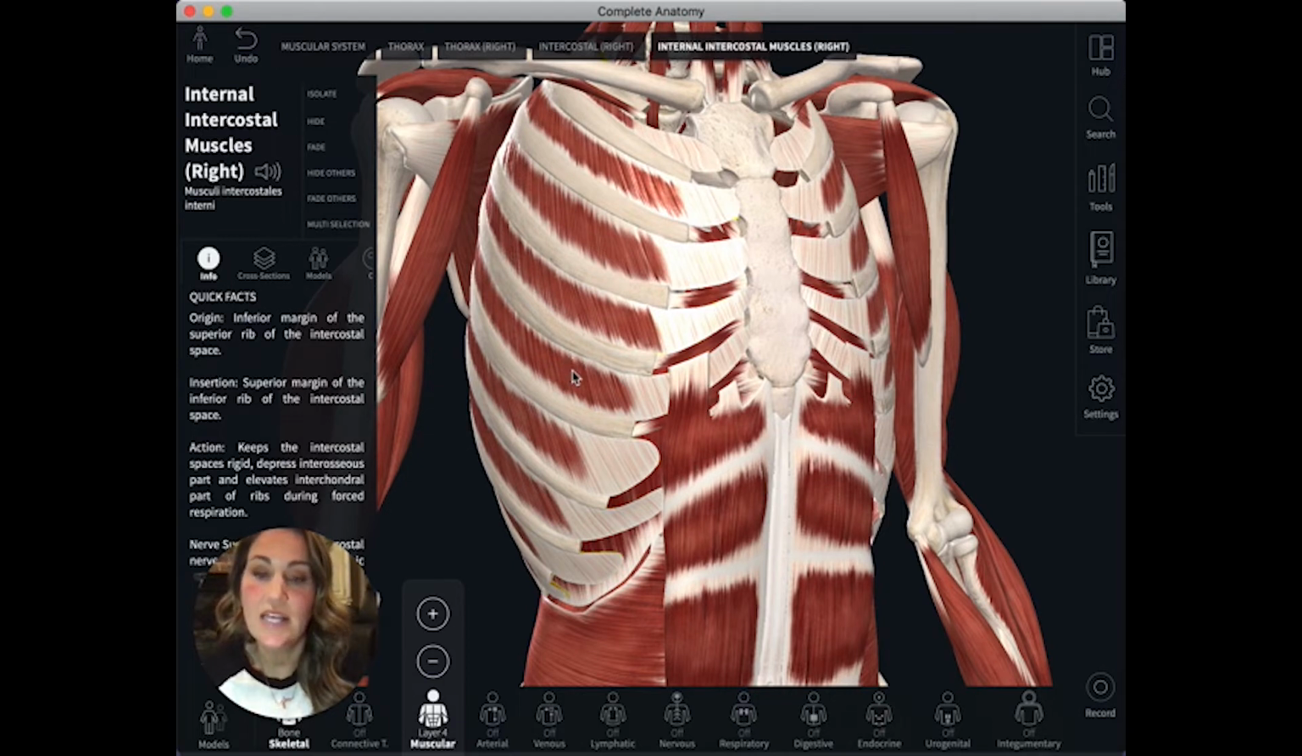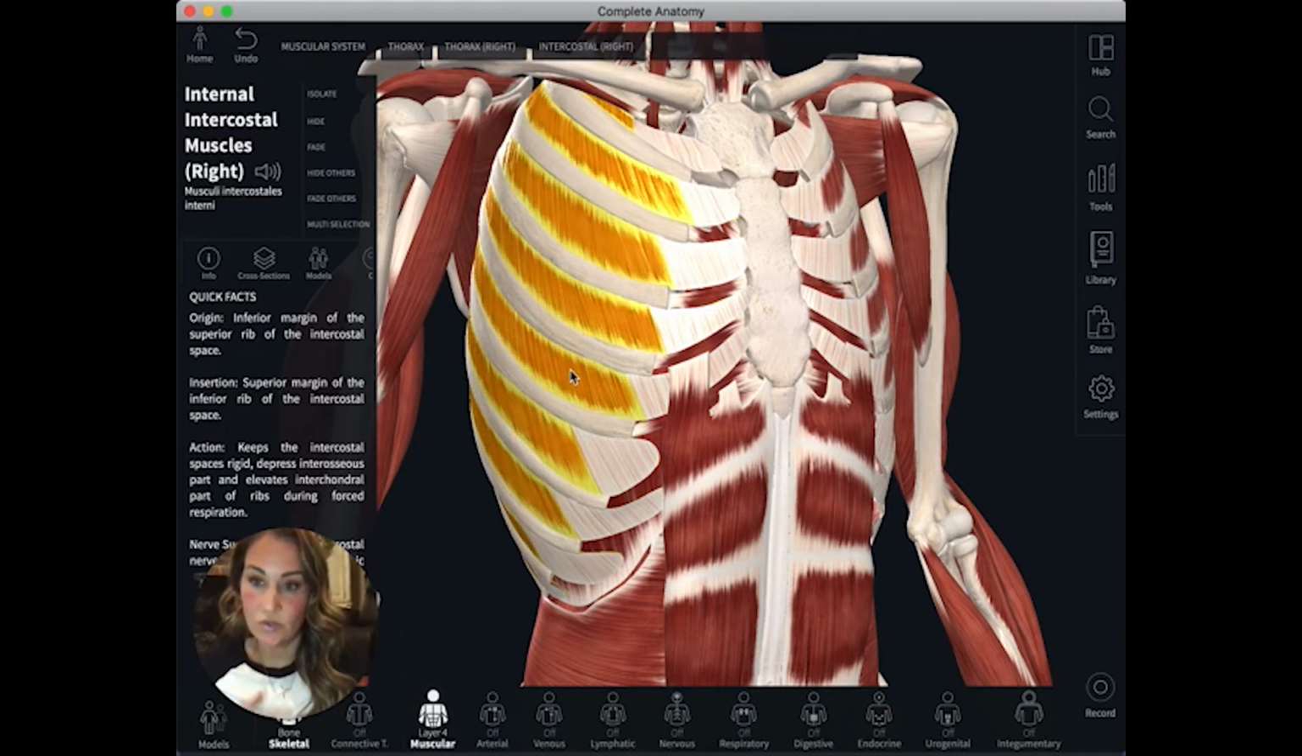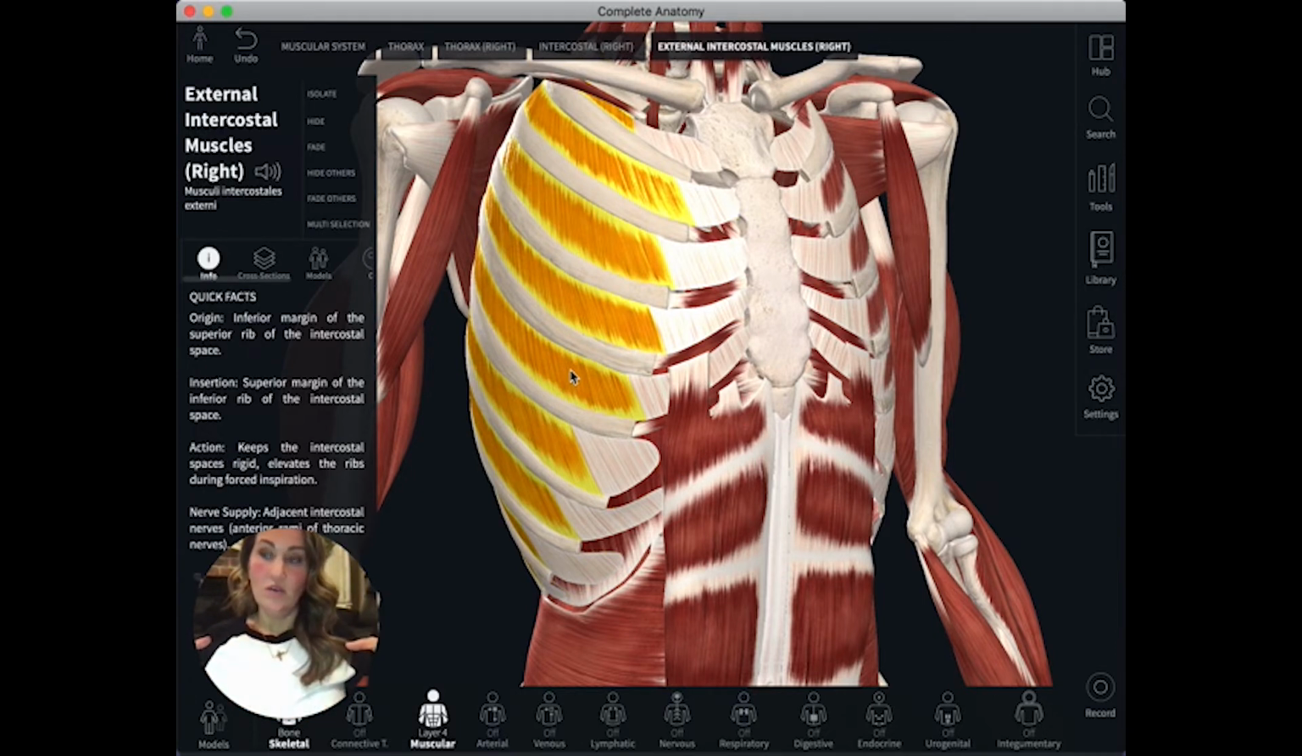So the action of these muscles is very different too. The action of the external intercostals is to inflate the rib cage when you breathe in. So with normal respiration, you breathe in, then your muscles relax and air is expelled. You don't really have to use muscles to exhale. So the external intercostals are responsible for that first inhalation of air.